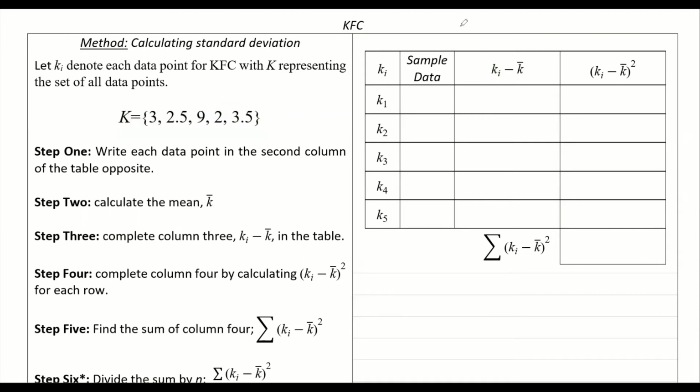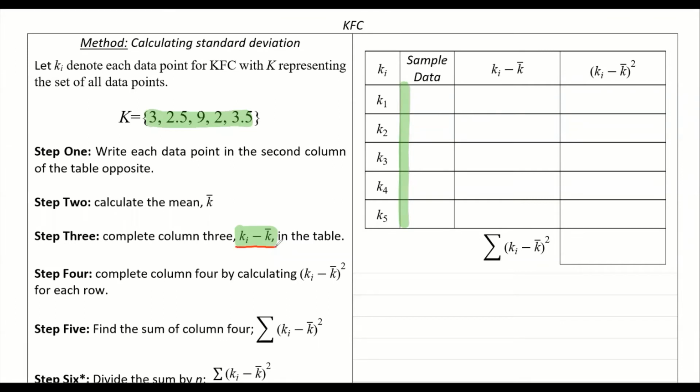So just to recap what you need to do. Step 1, write out each data point in the second column on the table opposite. Just take all the data from here and write it in the column over here. Then calculate the mean of the data. Once you've completed the mean, then you can find out the differences between each data point and the mean. Then in the third column, you're going to square your results from the middle column. So you're going to square each of these numbers.